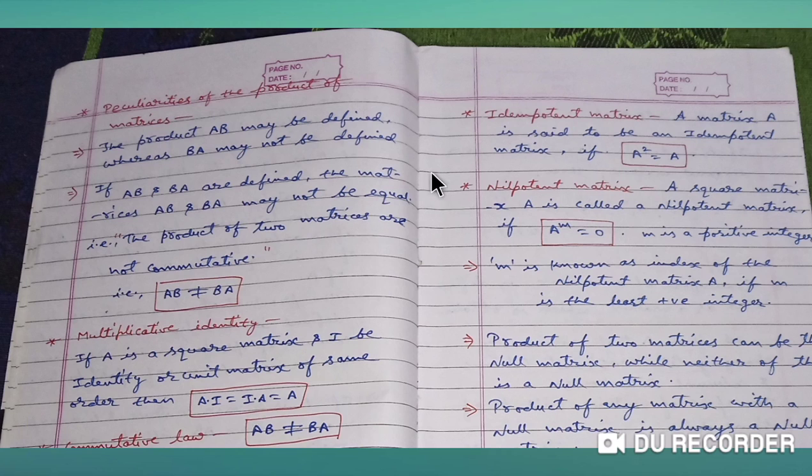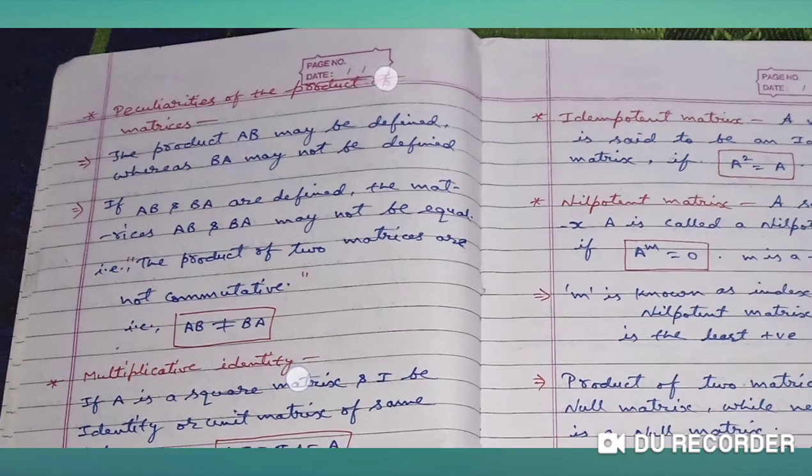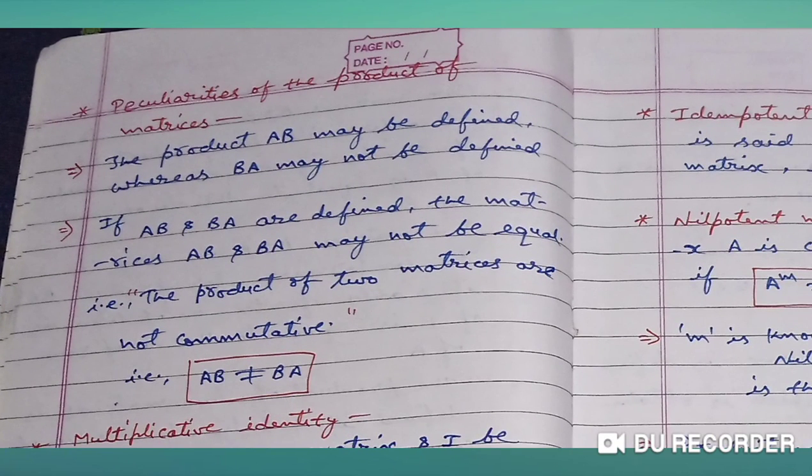Okay, so as you are looking here, there is something on the screen. This is just the peculiarities of the product of matrices. These are some properties that we have to talk about. In previous episodes, we have talked about how to find the products of two matrices. Whether the matrices are square or rectangular, we have looked at how the product of matrices is obtained and what the processes and methods are. So today we will look at these properties.